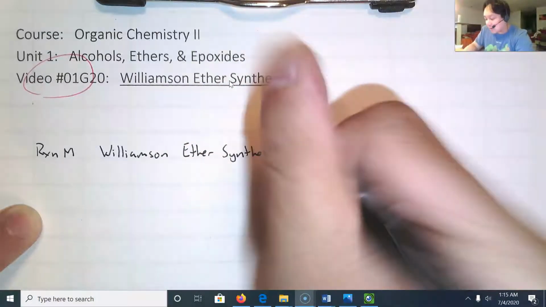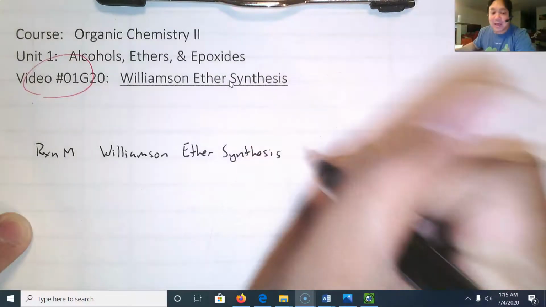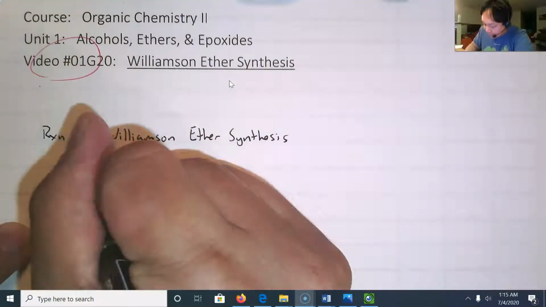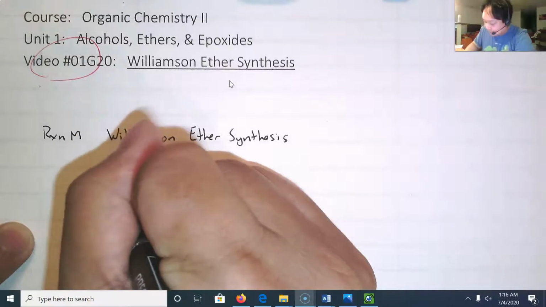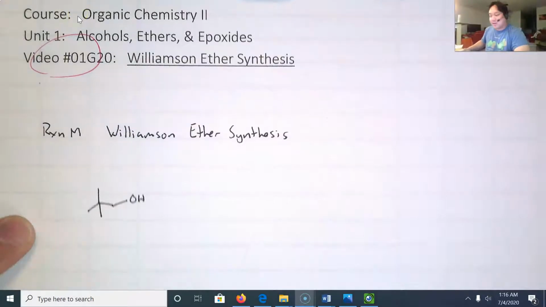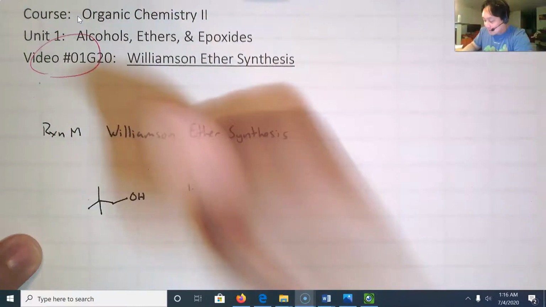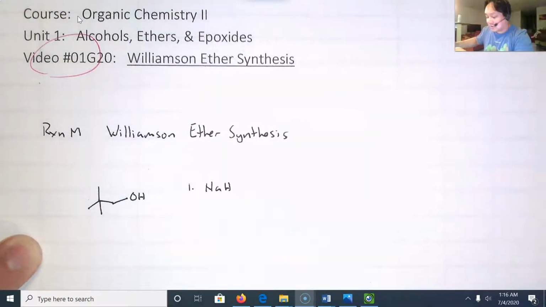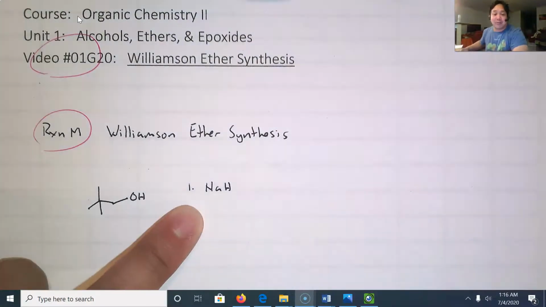And this is why I put ethers in the same category or same unit as alcohols, because we're going to start out with an alcohol. It could be primary, secondary, or tertiary. It really doesn't matter. Okay, I made this primary. And the first reaction is a deprotonation. And we're going to use several different reagents to do the deprotonation. The first one I'm going to use is sodium hydride.